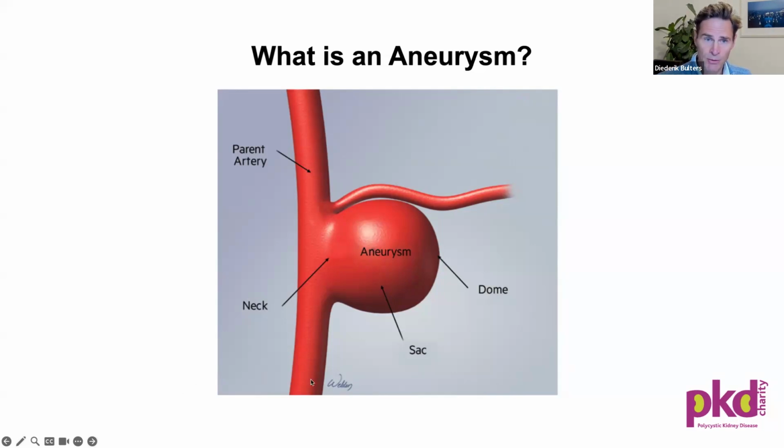So this would be the blood vessel here. And if in one spot you get a bit of weakness, you get a bulge sticking out the side of it. And that bulge is called an aneurysm. And it gets referred to as having parts to it. So there's the dome, which is the sort of outer edge, the sac, which is sort of like a bag, and the neck is the bit where you have the entrance into the bag. And that's what an aneurysm is.